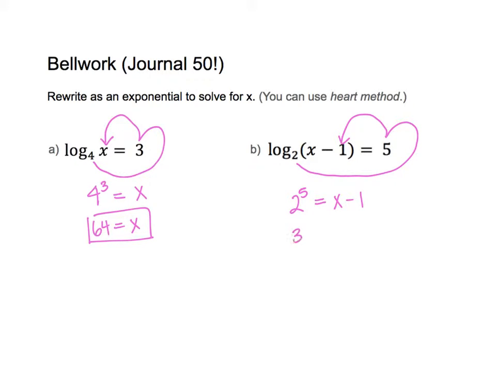And feel free to do this part in the calculator. You can always go to the calculator and do powers. So this is 32 equals x minus 1. And so now I'm going to try to get this x by itself. It looks like I just need to add 1 to both sides. That cancels. So x is equal to 32 plus 1, 33. So x is equal to 33.